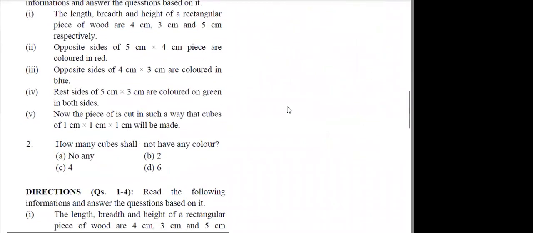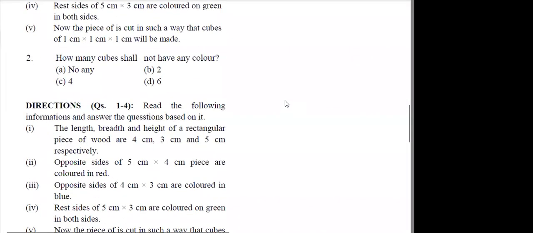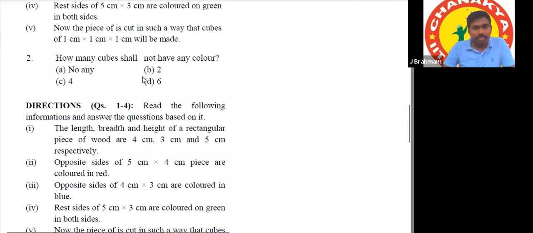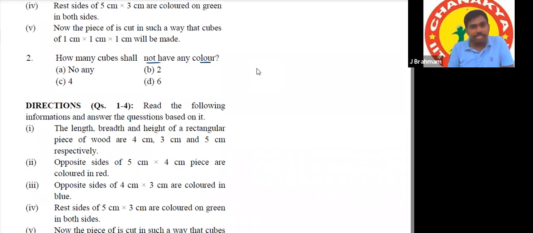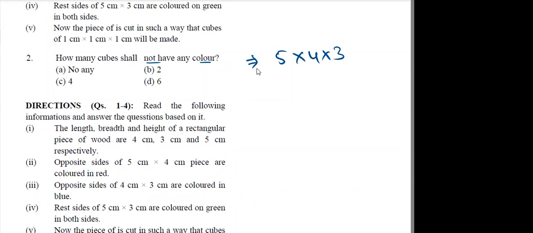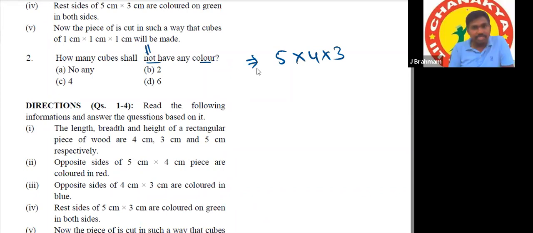Next question, same data. We'll go to the diagram again. Read the question first. What is the question? How many cubes shall not have any color? Actually, this is a cuboid of 5 into 4 into 3. So we need the cubes which are not painted.